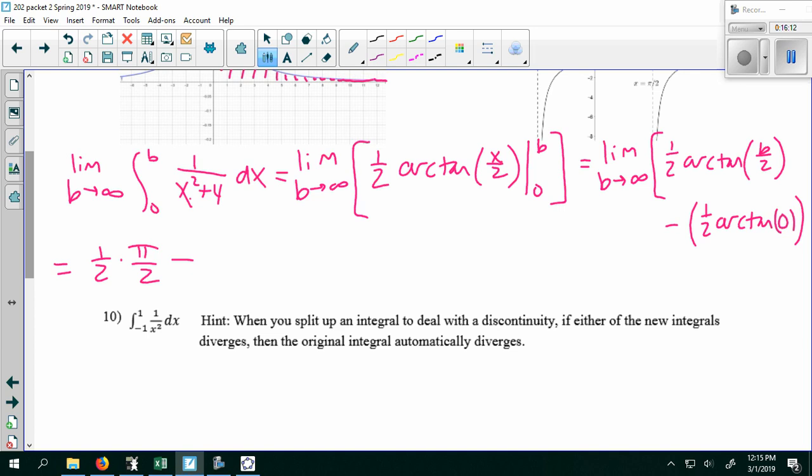minus, okay, so the arctan b over 2 as b goes to infinity, that goes to pi over 2. And then the arctan of 0 is 0. So this is 1/2 times 0. So that comes out to pi over 4.